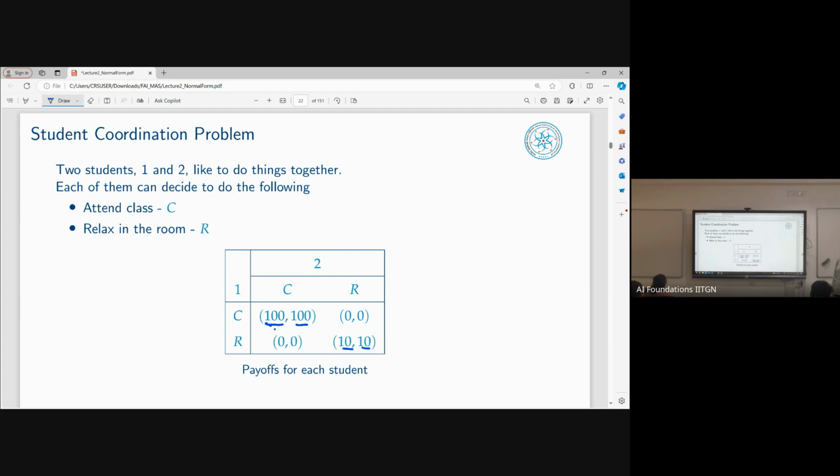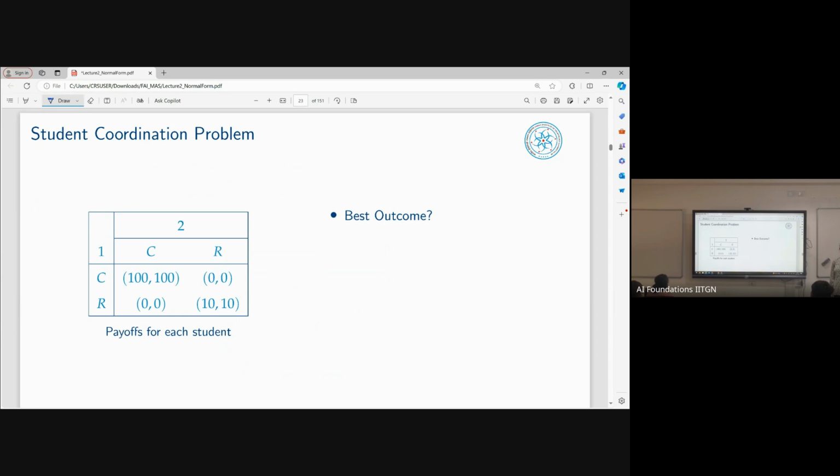Now, looking at this matrix, what do you think is the best outcome? I mean, what is good for both of them? Looking at it, we can easily say that it's good for both of them to attend the class. And what are the worst outcomes? One of them goes and one of them doesn't. Yeah, so the worst outcomes are the other.